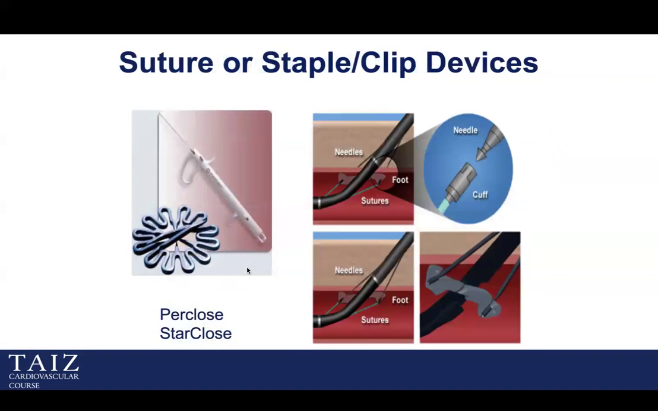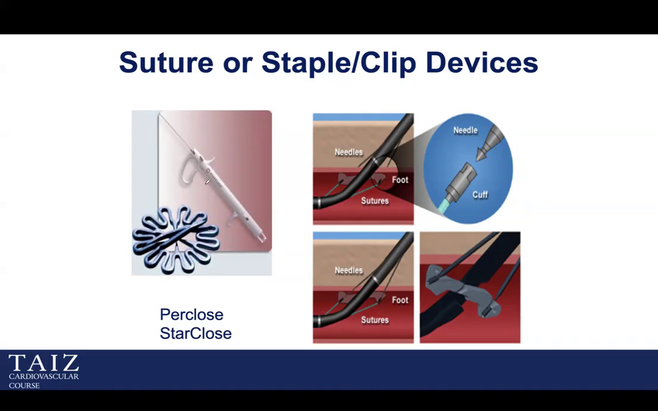Another closure device is StarClose. StarClose is basically a star piece. It gets deployed at the outside of the vessel, not the inside. We use StarClose mostly in vessels that are heavily calcified. If the vessel is very calcified, you shouldn't use Angio-Seal or Perclose. StarClose is safer because it's deployed outside the vessel and it doesn't interact with the intravascular calcium.